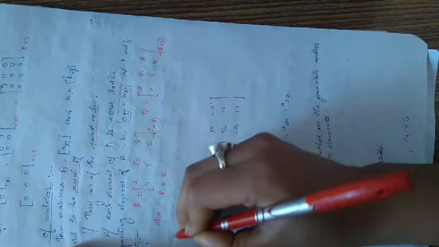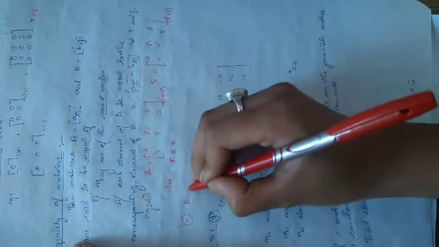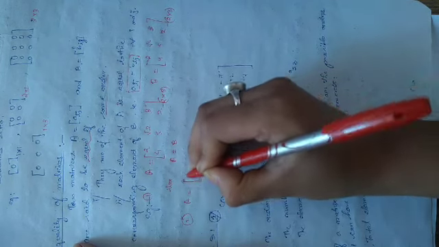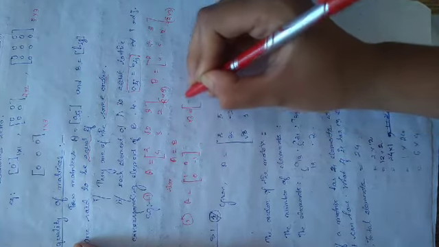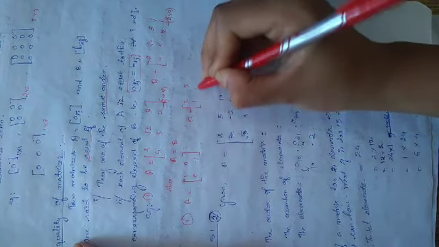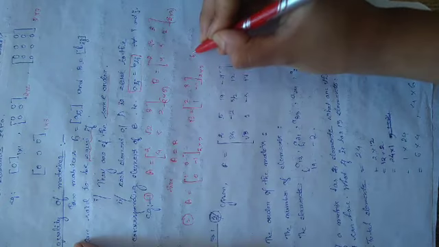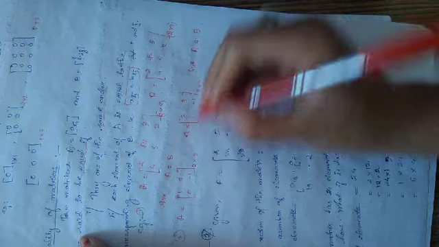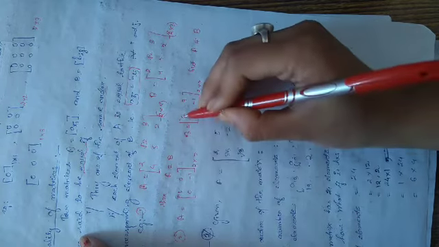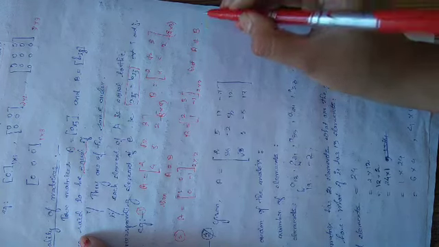Now the next example, example 2. Take A: 1 0 0 minus 1, and B: 2 3 1 minus 1. The order of this is 2 cross 2, and this order is also 2 cross 2, but A is not equal to B. Although the orders are the same, the corresponding elements here 1, here 2, here 0, here 3 are not the same, therefore A is not equal to B. Each element must be the same.